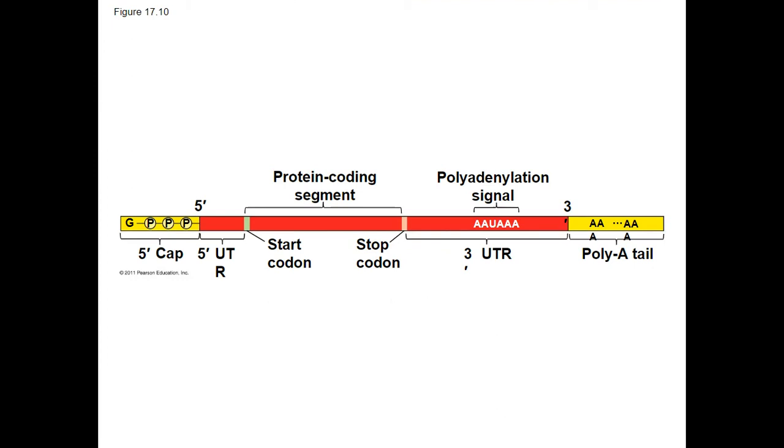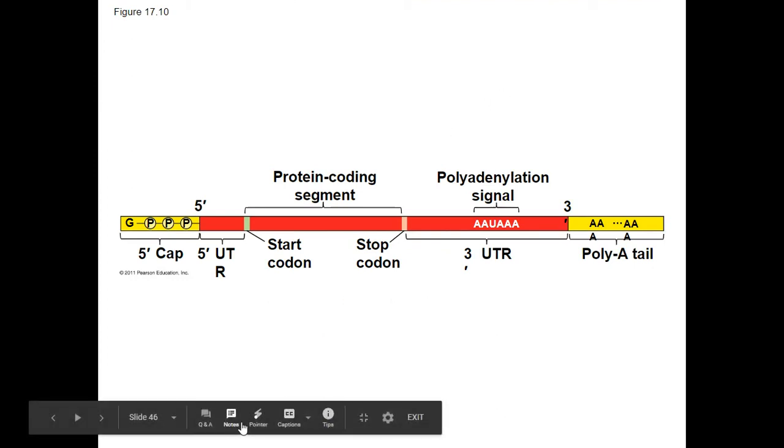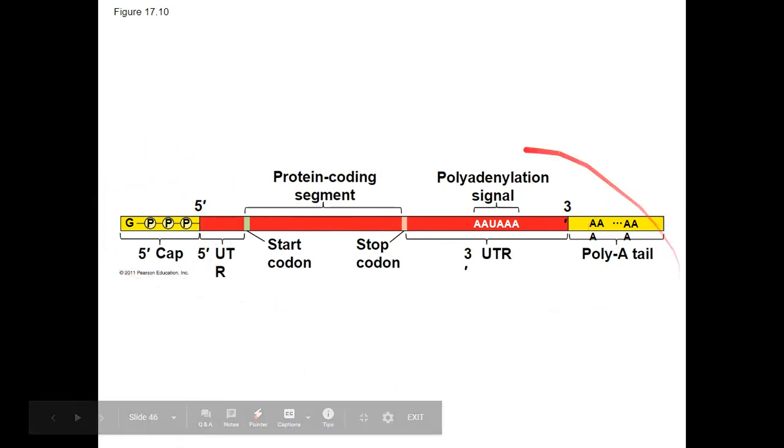So this is what it would look like. You have your 5' cap and then your poly-A tail.